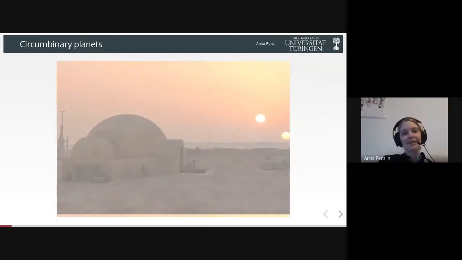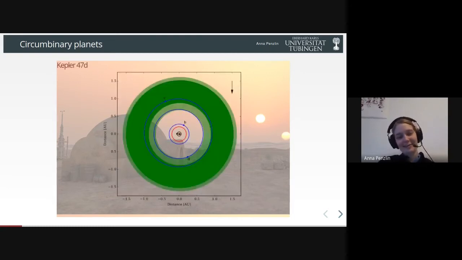So let's first think about what a planet around a binary looks like. This is the name of the planet, obviously, and this is actually the projected orbit from the Kepler data of this planet. That's exactly the kind of thing that I want to talk about here.